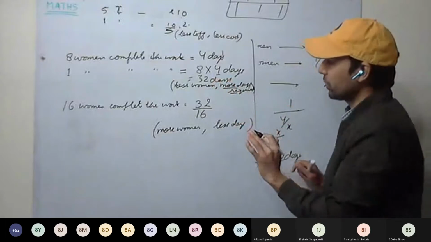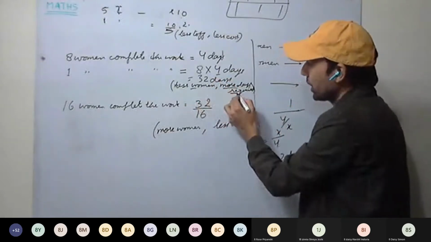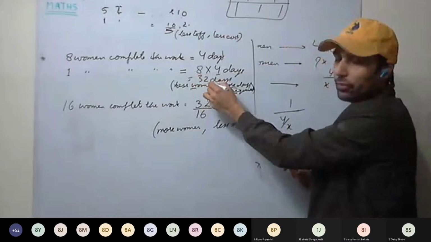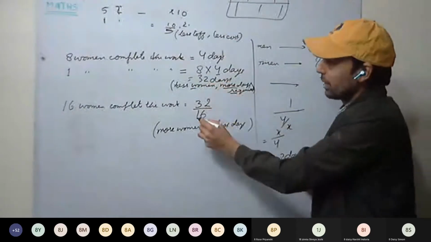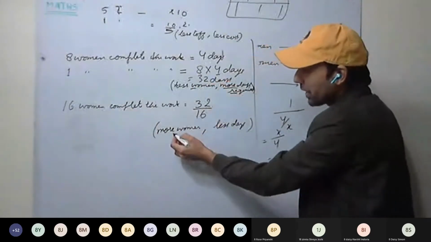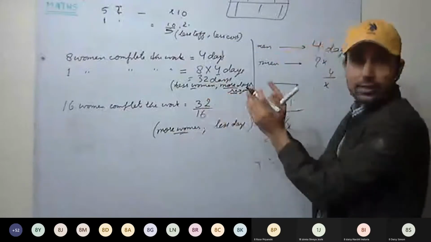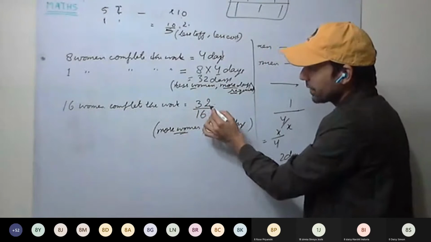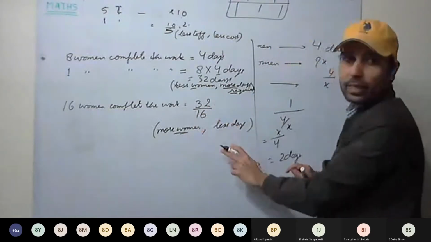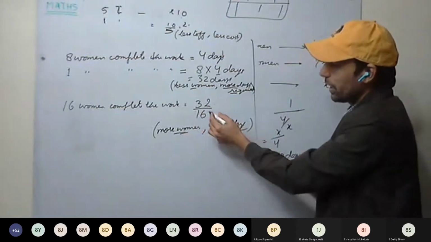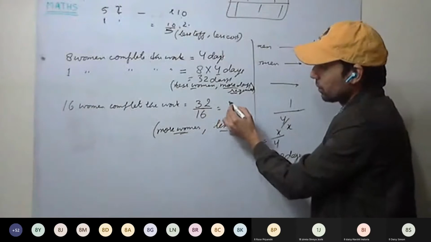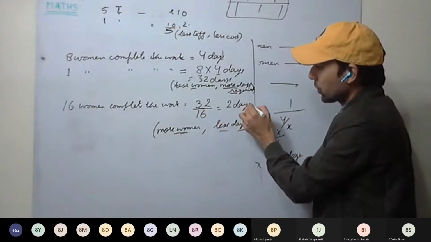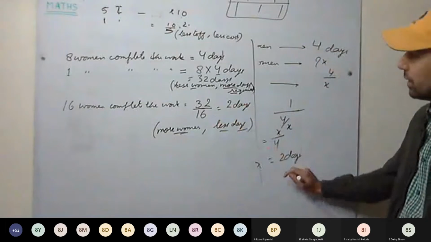This is the way to remember. Less women, more days required. That means we have to multiply, then only we'll get more days. Here, women have increased. So more women, so less time they will take, less days. So it means the answer must be less than 32. So we must divide by 16. Less days must be the answer. So divide by 16. 2 days. So in 2 days, they will complete.